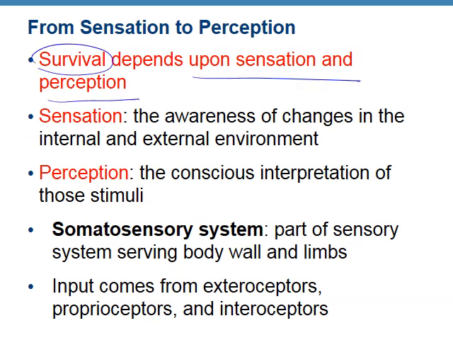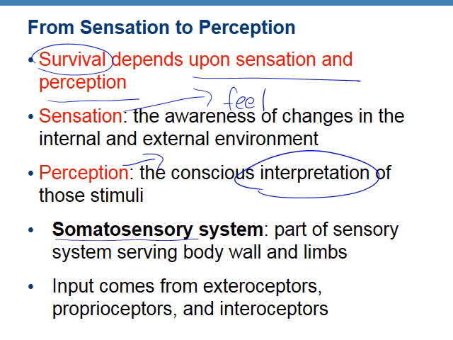Survival depends on sensation and perception. You have to feel it, and then you have to interpret it. So where did it come from? Where's the pain, right? And then what action are you going to take? So the somatosensory system is part of the sensory system serving the body wall and the limbs. Input comes from external receptors, proprioceptors, and internal receptors.